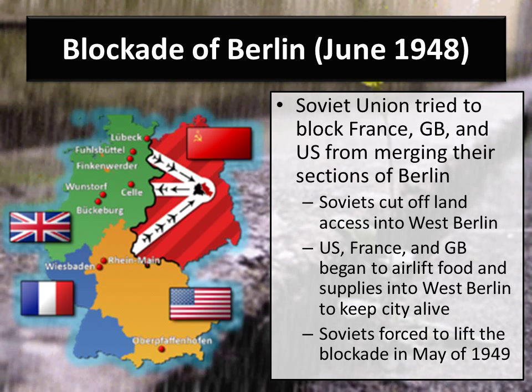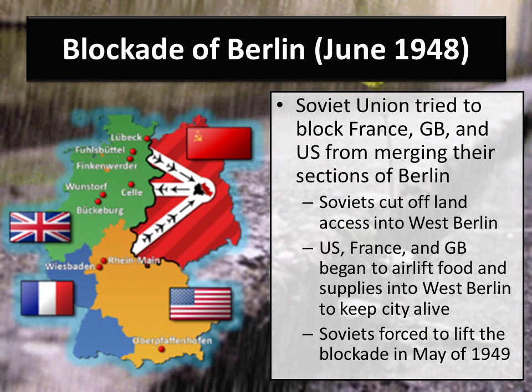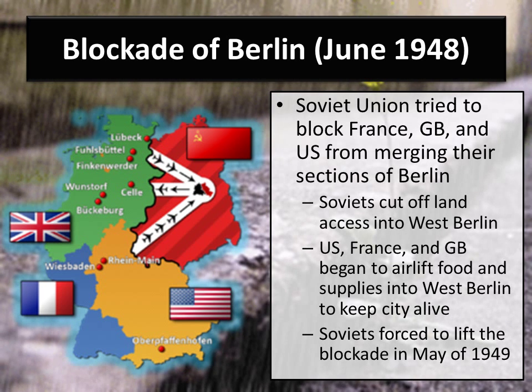Now, because Berlin was located in the Soviet zone of occupation, the Soviets simply cut off land access into West Berlin. And remember, West Berlin is the French, British, and American part of the city of Berlin. So you cannot get to the city of Berlin unless you go through the Soviet zone of occupation, and the Soviets, who are protesting the merger of the western side of Berlin, are not letting anyone drive through their zone to get to Berlin.